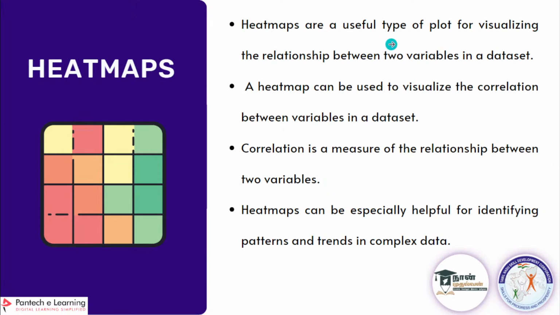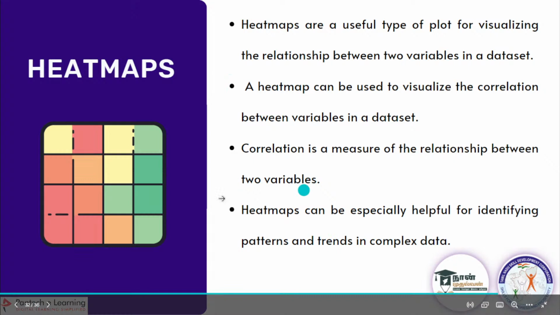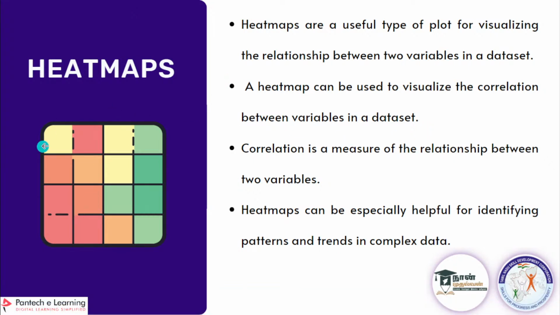Heat maps are a useful type of plot for visualizing the relationship between two variables in a data set. For example, a heat map can be used to visualize the correlation I told you about. Correlation is just the measure of the relationship between two variables or multiple columns, whether it's a positive or negative correlation. This will also help you identify patterns or trends in complex data. You'll understand when we see the actual graph. It will be colored based on the heat, which is nothing but the color intensity, so you can visualize it.